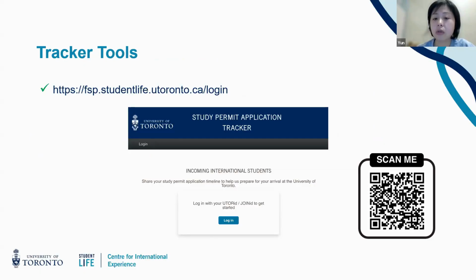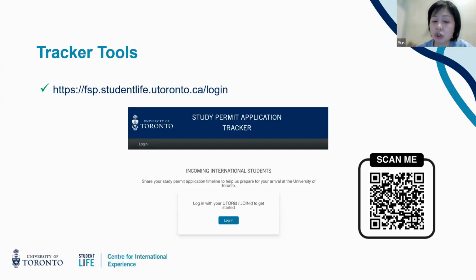The first tracker tool is called the study permit application tracker. You can access this tracker through the URL I have listed here, so if you can take a note there. The study permit application tracker is designed for incoming international students. What it does is that it allows you to take note of the date when you submitted your application. And once you have received your study permit, you may also update the information on the tracker tool.